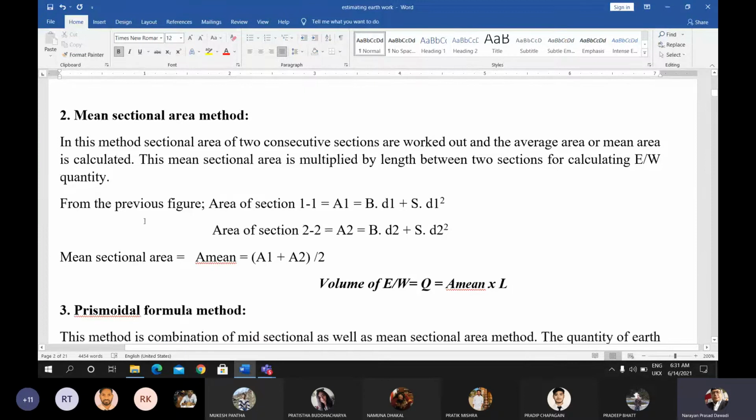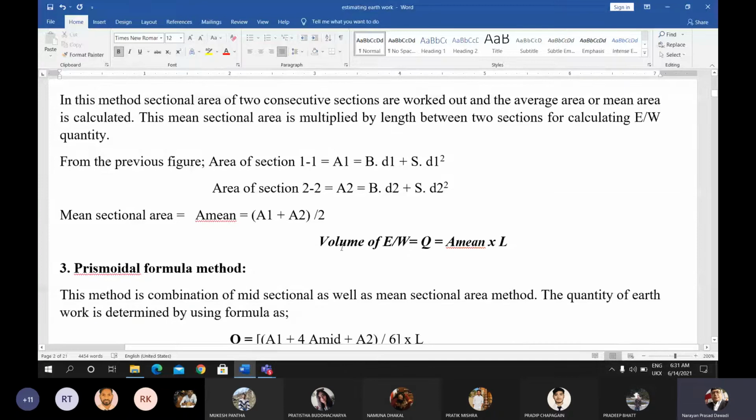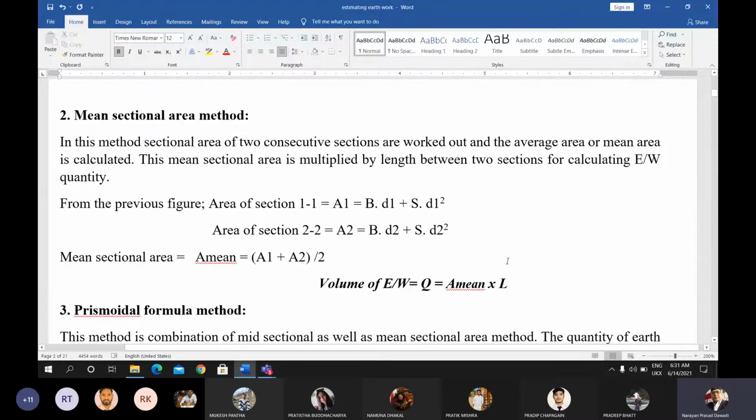That is, from the previous figure, the area of section 1, A1, is equal to BD1 plus SD1 square. For section 2, A2 will be BD2 plus SD2 square. After finding A1 and A2, take the mean section area: area mean is equal to A1 plus A2 divided by 2. The average section area is calculated, and the volume of earth will be area mean into the length between the sections. Do you understand this?